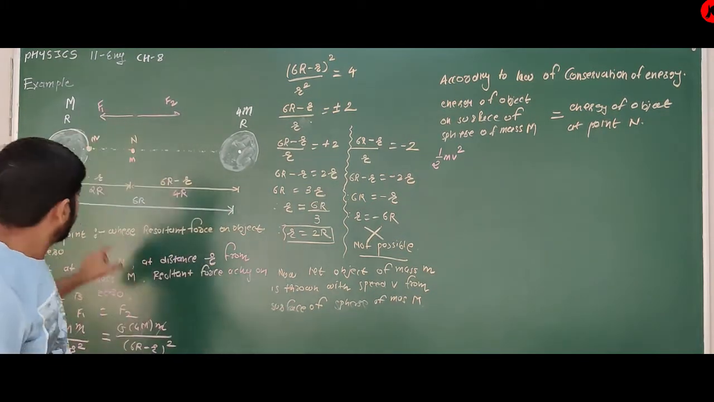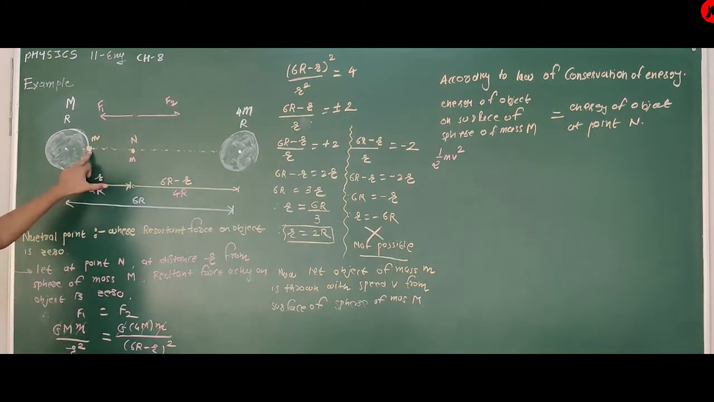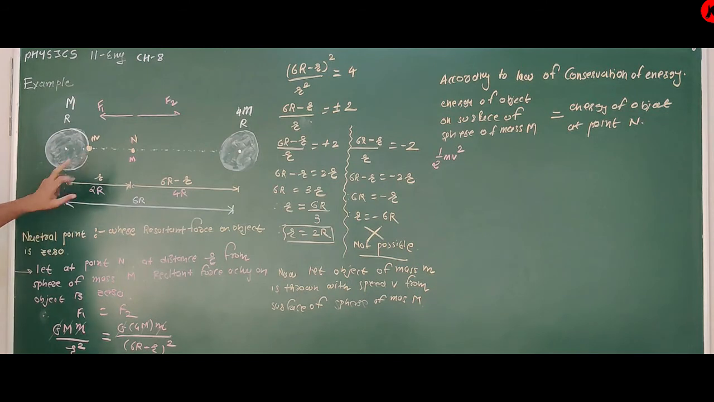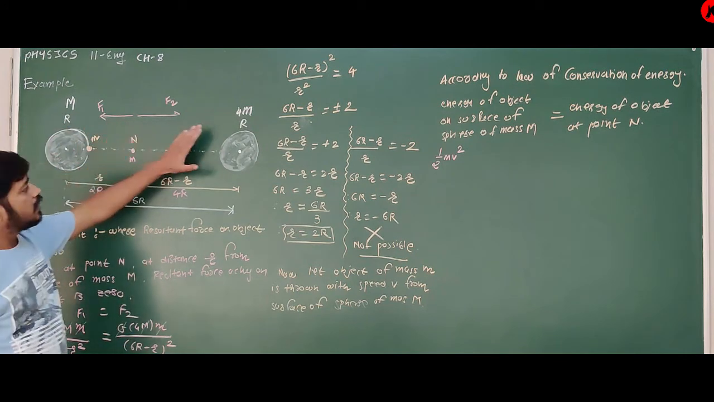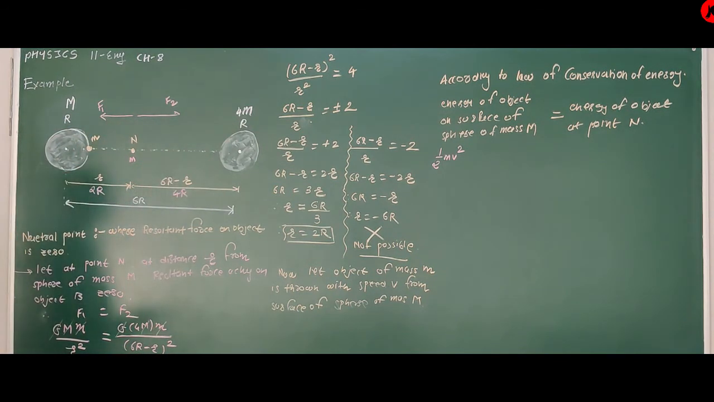Two spheres and one object which is thrown. Okay, so you are given three objects. Go simple. On this object, the gravitational potential energy is due to this sphere and this sphere. Again, for this object, the gravitational potential energy is due to this sphere plus this sphere.